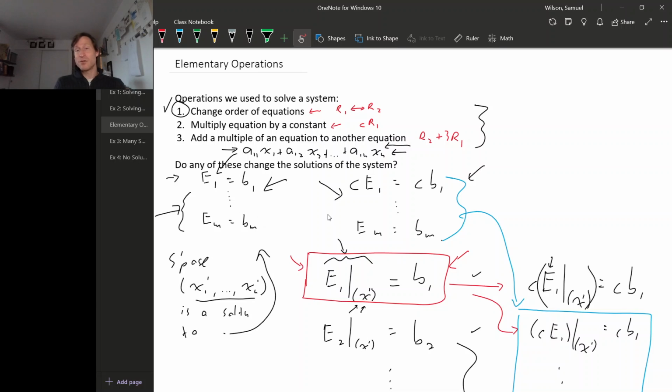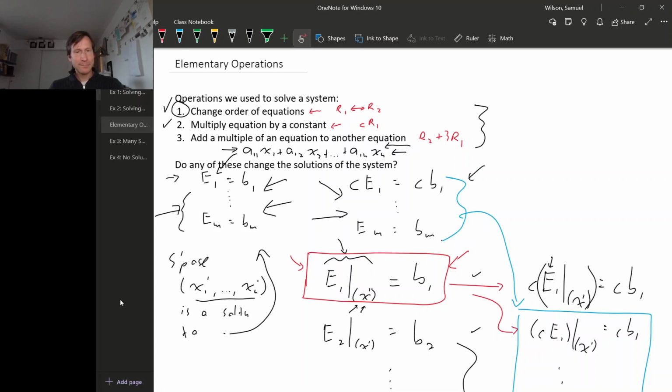This actually proves it the other way as well. If we have a solution to the modified system, it had to have come from a solution to the original system, because we can multiply the first equation by 1 over c, and that means any solution on the right has to be a solution on the left. So all of this says that multiplying an equation by a constant really does work. When I say it really does work, what I mean is multiplying an equation by a constant doesn't change the collection of solutions to the system of equations.